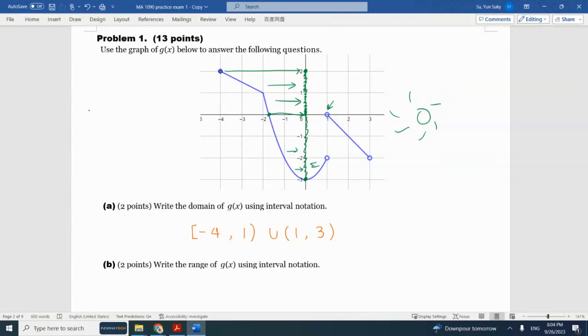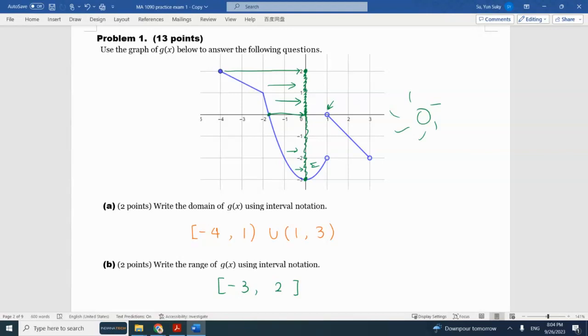So our range is from -3. We want to include the -3, so we use brackets. Up to 2. We want to include the 2, so we also use brackets. So this is the range. If you can understand part B, could you type B in the chat?